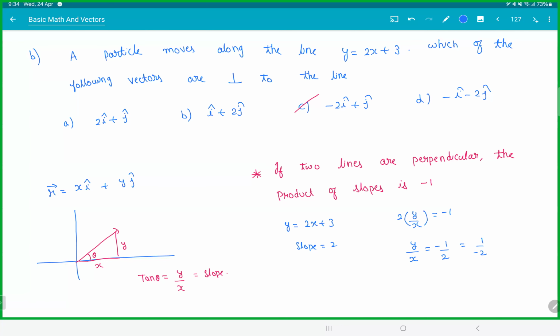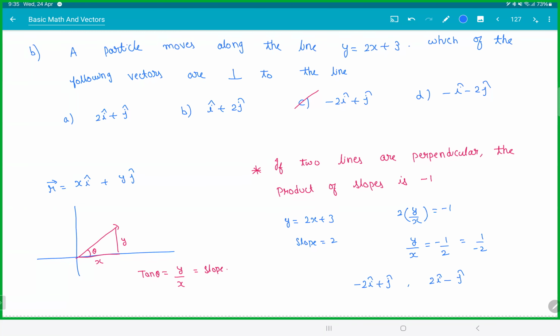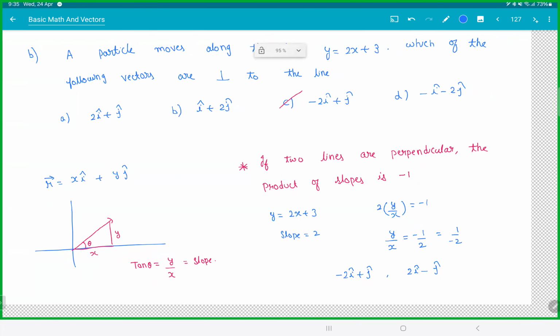Its meaning is, you can have a vector in the form of minus 2i plus j, or you can have a vector in the form of 2i minus j. Are you getting it? You can actually have any multiple of these two. Any multiple of these two will work.